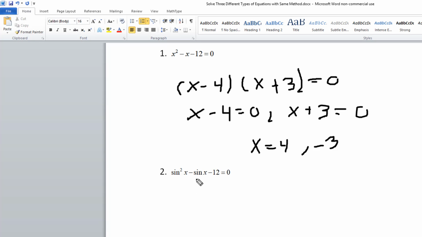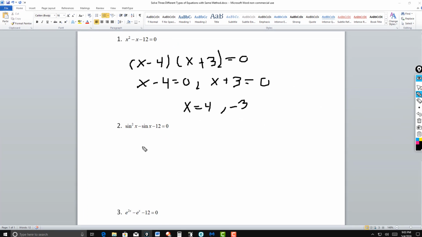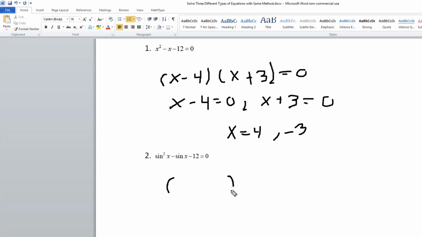Now the second is a trigonometric equation which we can solve again using the same method. You treat the sine of x just like a variable and say this factors into sine of x minus 4 and sine of x plus 3.